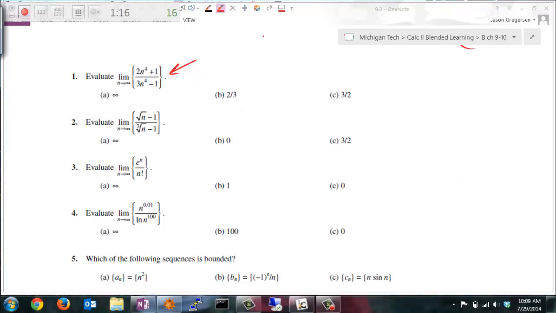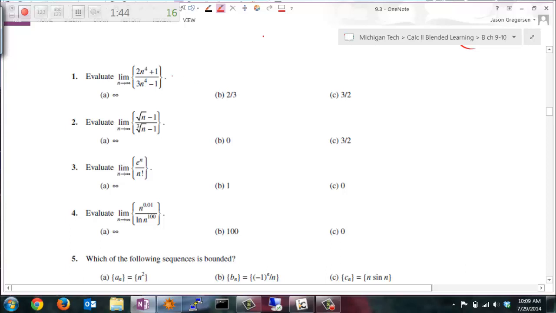2 ways you can think about this. 1, if I said what's the limit as n goes to infinity of 2 times n to the 4th over 3n to the 4th, just that piece, we would just cancel those n's and say it's just 2/3. As n goes to infinity, does plus or minus 1 matter? Not really. As we go to infinity, that plus 1 and minus 1 really don't matter at all. So we can really just ignore those pieces and look at the larger limit.